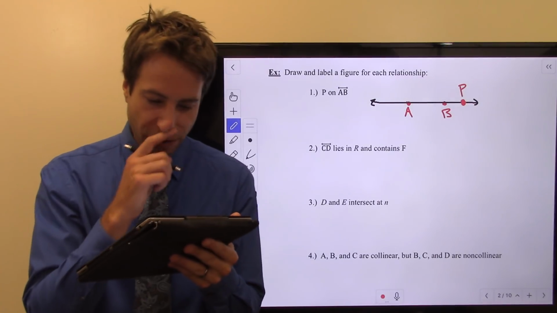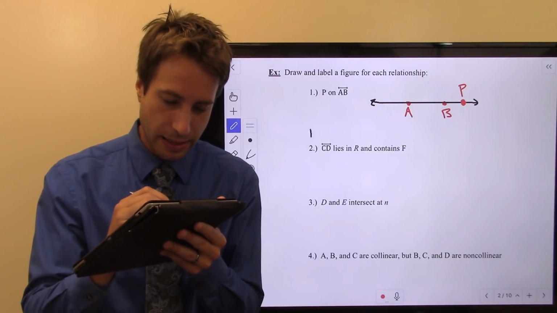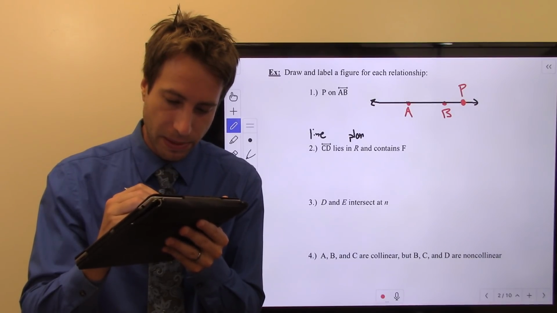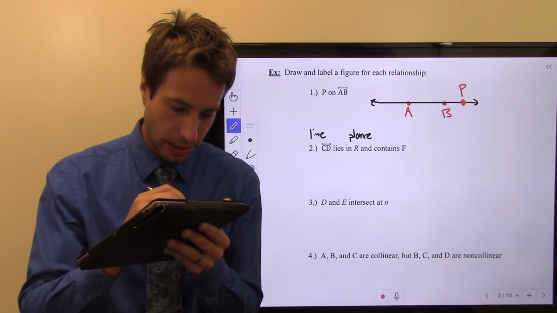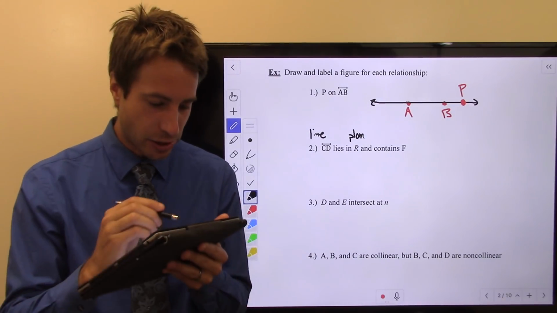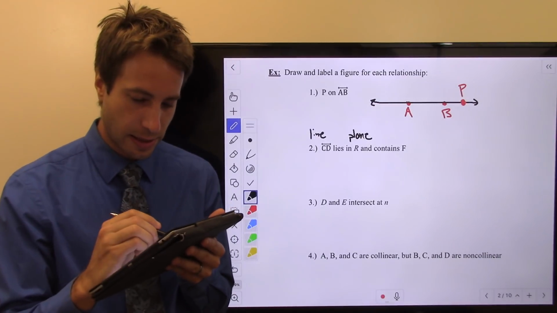And if you need to, feel free to draw yourself or write yourself little notes here, right? I know that that is going to be a line. I know that that is going to be a plane. Oh, I don't know why I put a C in plane. Spelling is not my strong suit. Math, got it. Spelling, ugh, yikes. And this is a point.